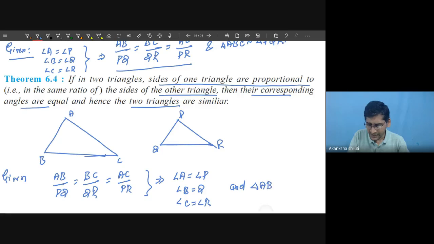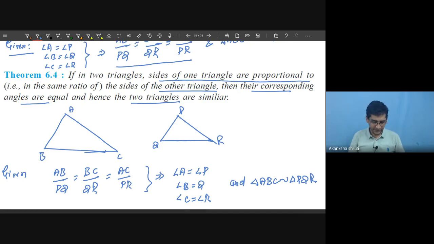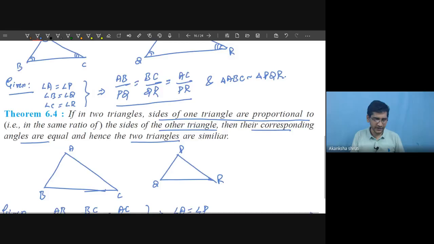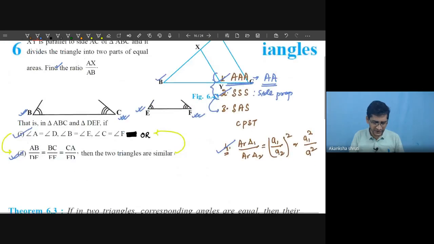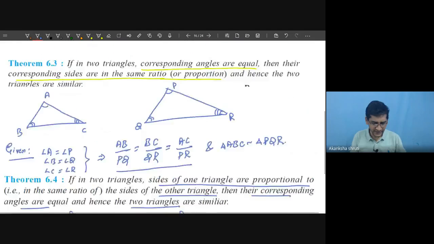triangle ABC is similar to triangle PQR. So these are the two things that we are obtaining, even if side proportionality is given. So one is just the converse of the other. Therefore, this condition for similarity is an OR condition, meaning if one is occurring, then the second will follow, or if the second is occurring, the first will follow. Okay, students? So it is this.